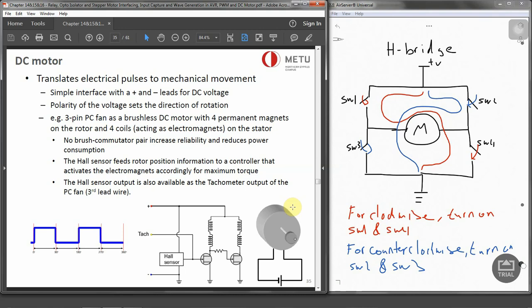If all the switches are on at the same time, this is invalid. It will be a short circuit. So if you want to turn it on clockwise, we have to use switch 1 and switch 4. If you want to turn on counterclockwise, we have to turn on switch 2 and switch 3.